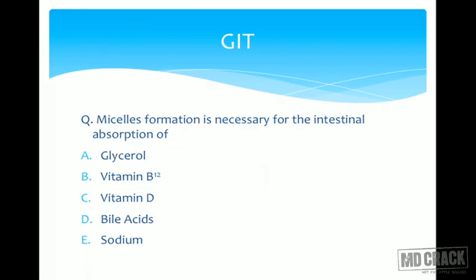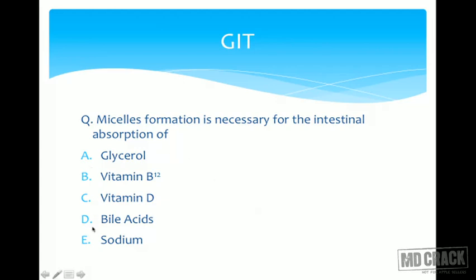Going to the next question. Micelle formation is necessary for the intestinal absorption of: Now remember, the micelle formation, which is very important, is done by the bile salts. What are the options? A. Glycerol, vitamin B12, vitamin D, bile acids and sodium. Now, what is the function of bile salts? To cause digestion and absorption of the fat.